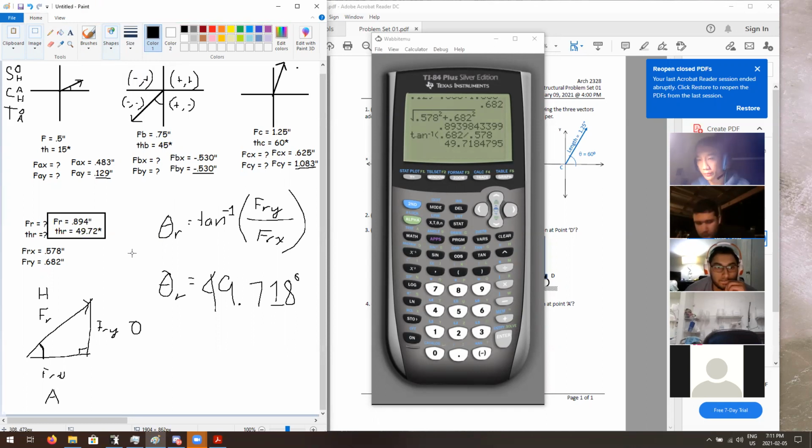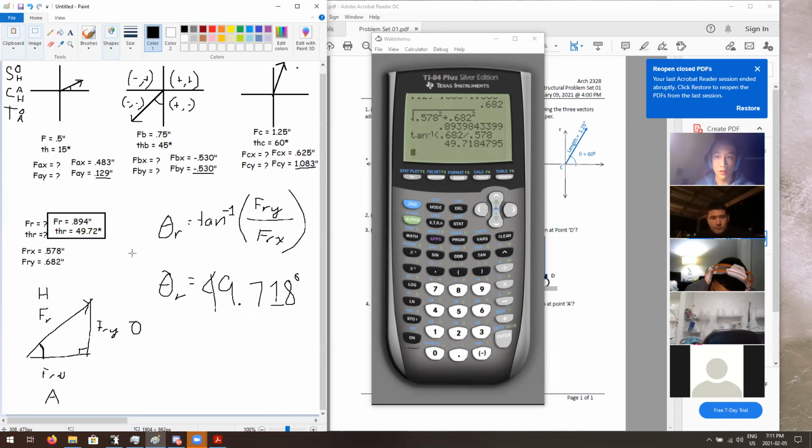That's your answer for number 2. Add the 3 vectors above mathematically. So the resultant vector is 0.894 inches long with an angle of 49 degrees. Yes, 49.7, so 50 degrees if you want to round up. So that's the resultant vector.